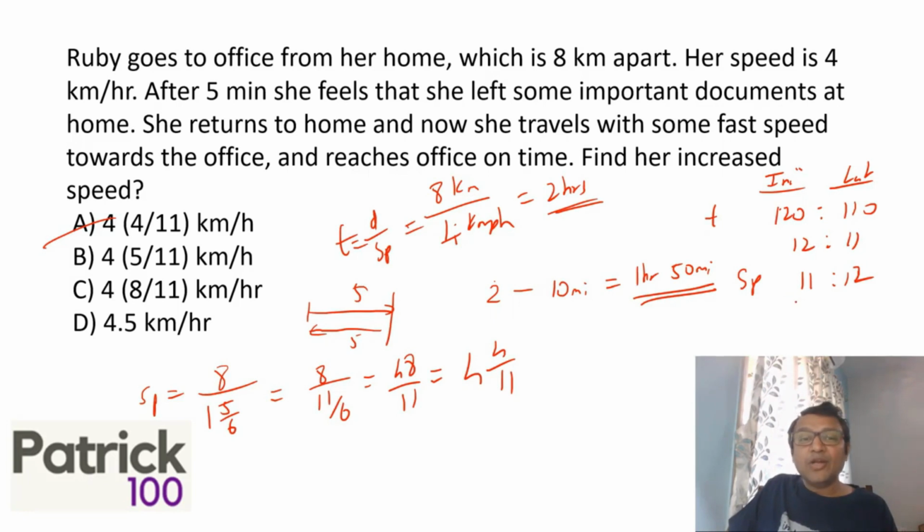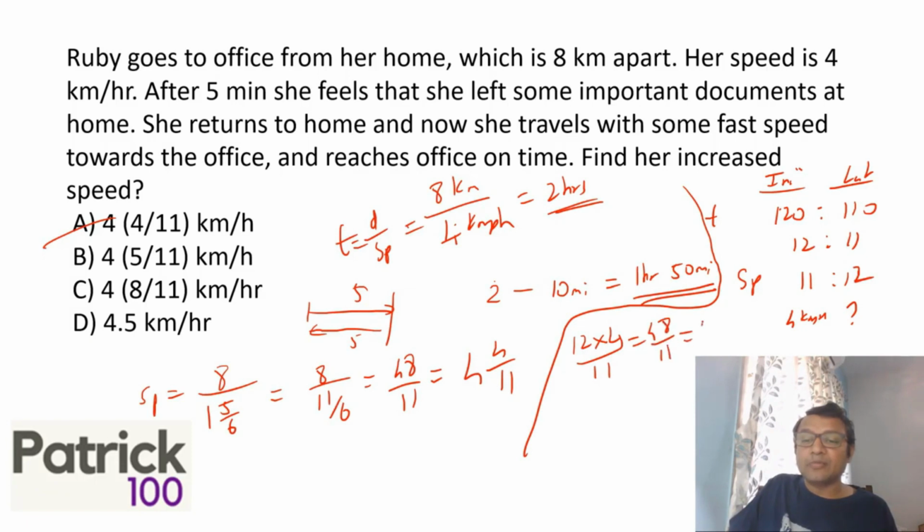Now this 11 we know is 4 kilometers per hour. 11 is given as 4 kilometers per hour. So 12 is how much? You will get 12 into 4 upon 11, which becomes 48 upon 11, which becomes 4 by 11.